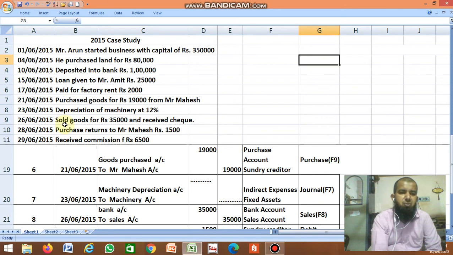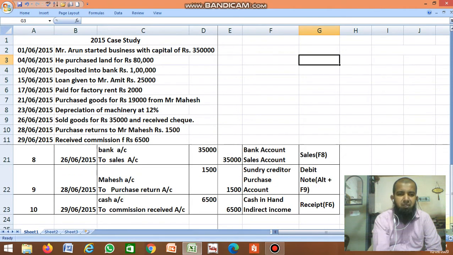Next, on 26/6/15, sold goods for rupees 35,000 and received cheque. Received cheque means it is deposited into the bank. So bank account is debit and sales account is credit. Bank account comes under bank account, sales account comes under sales account. The voucher is sales, and you can also write contra because the transaction is related to bank. So you can write contra or sales.